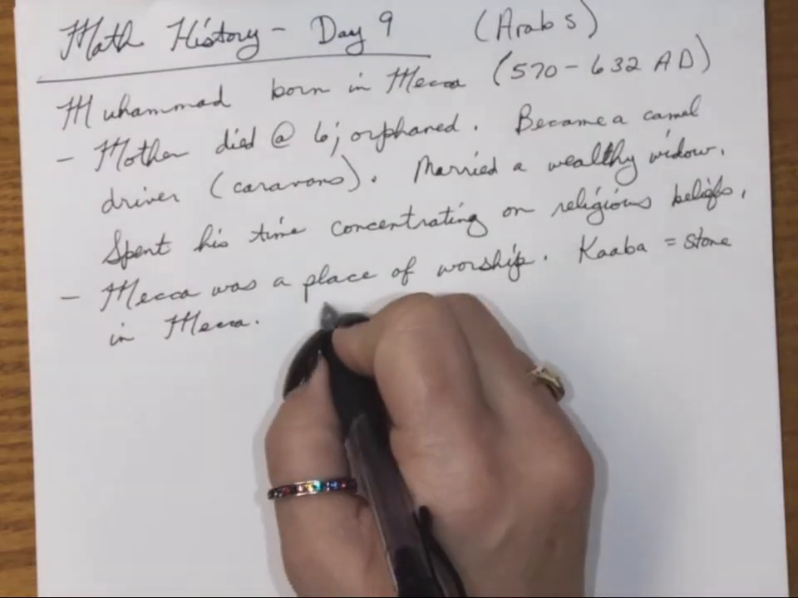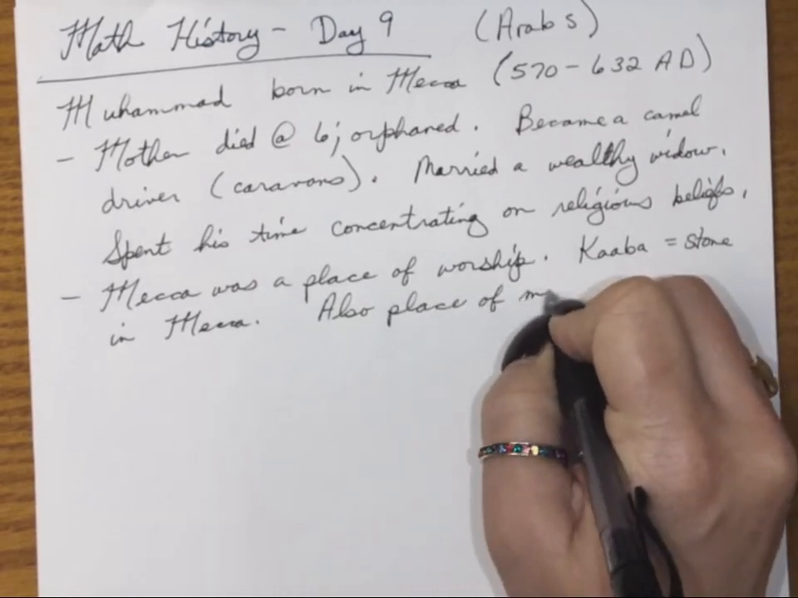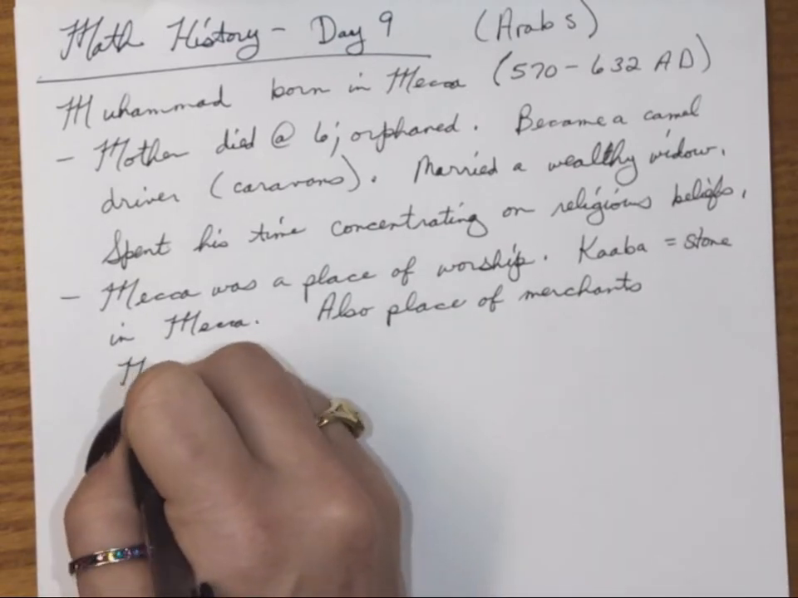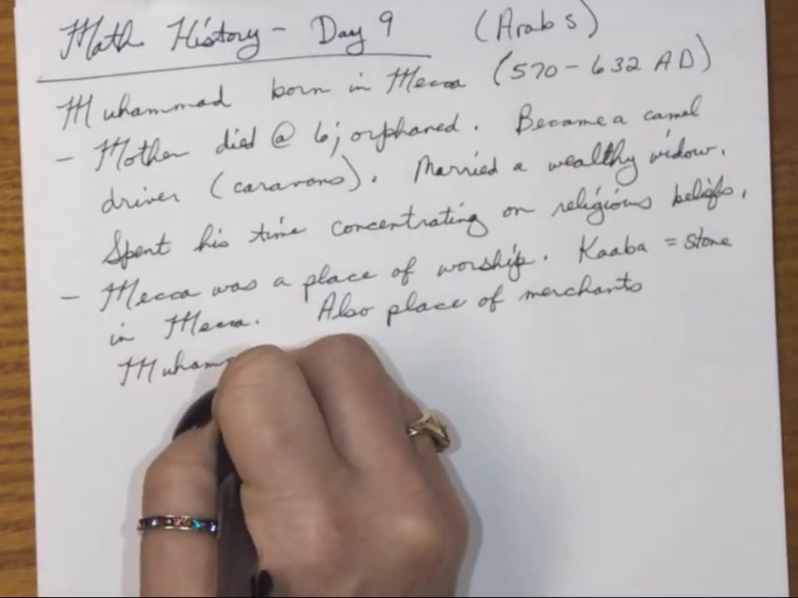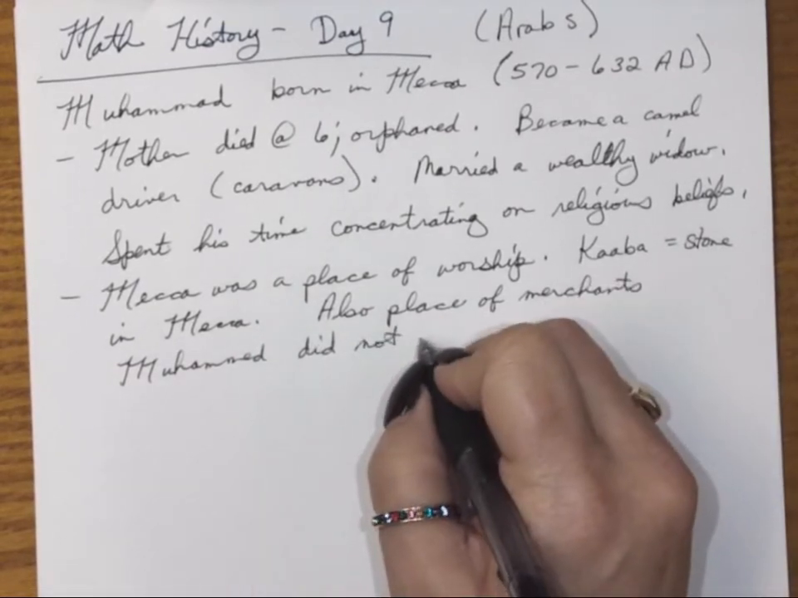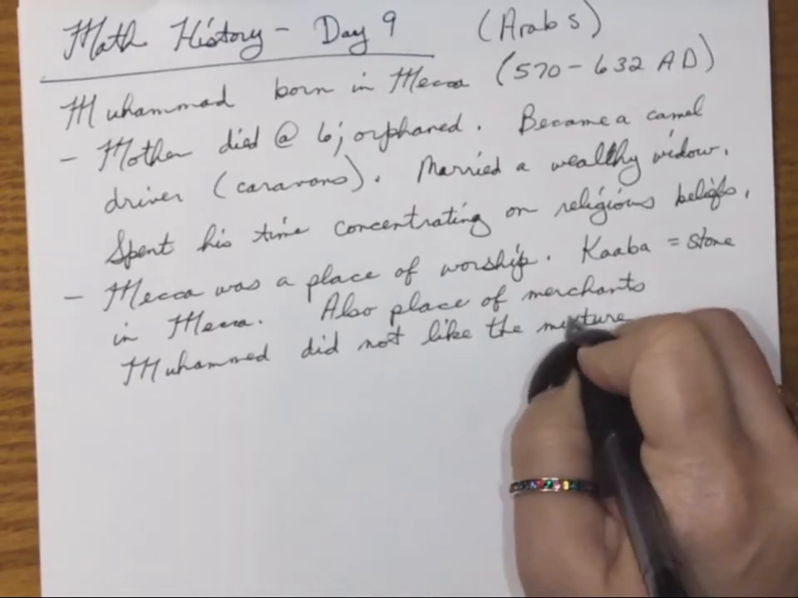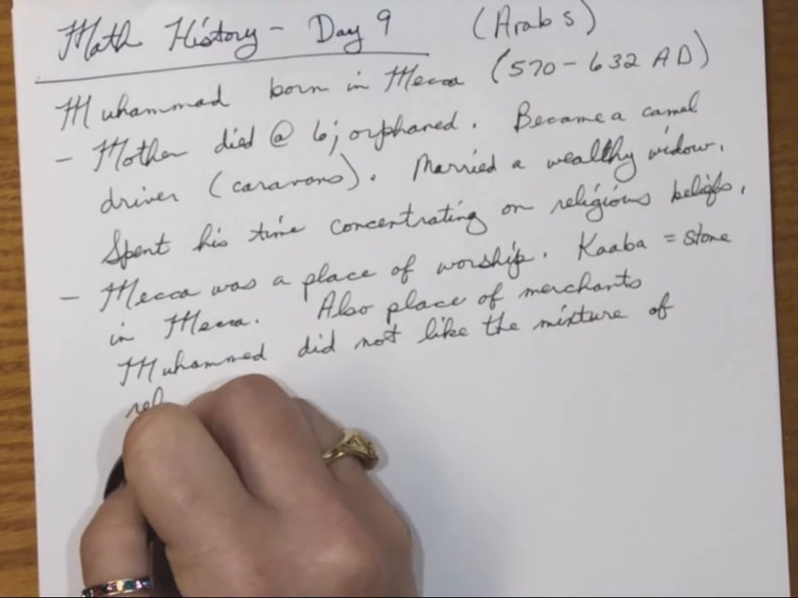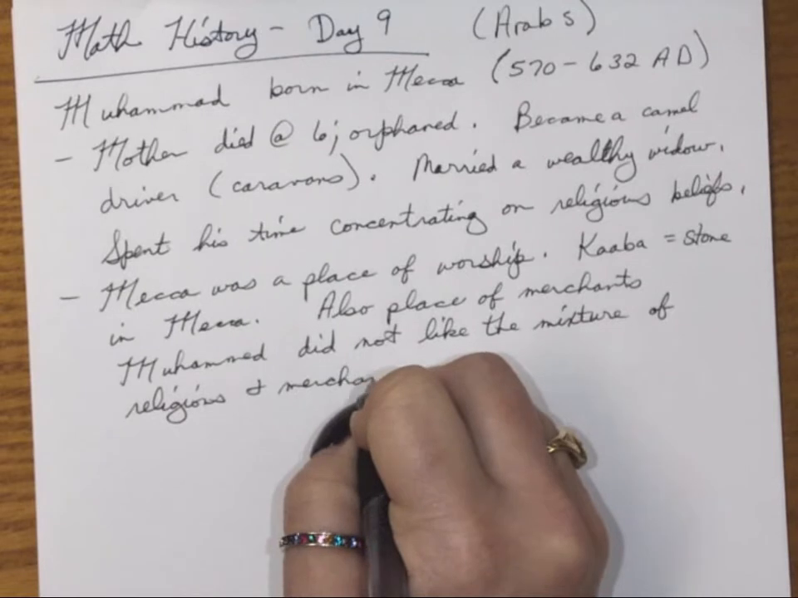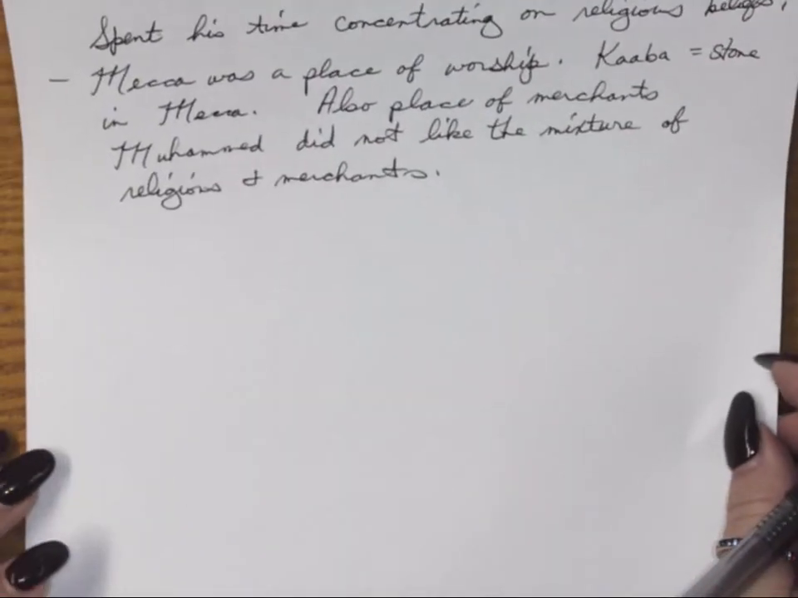Unfortunately, it was also a place of merchants because of all that trade. And it's said that he didn't like that. Muhammad did not like that it was both religion and merchants, the mixture of religions and different merchants and practices that were going on. Okay, so he didn't like that. Was not thrilled about it.